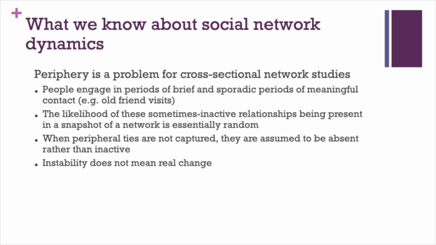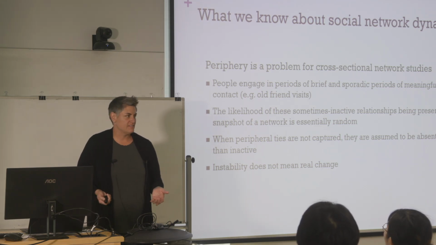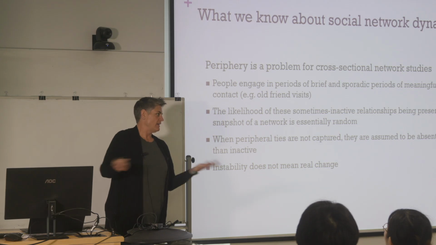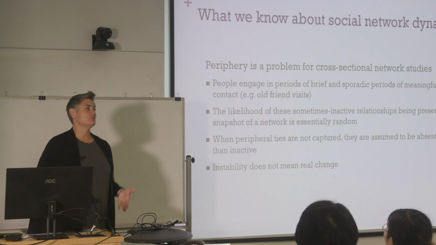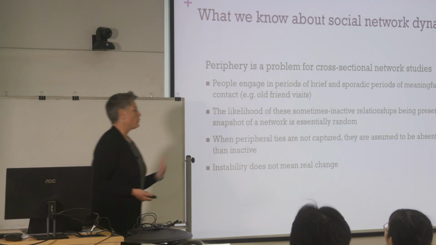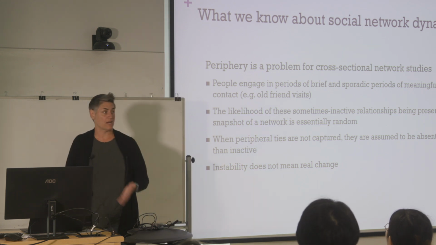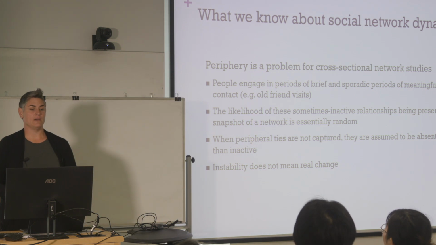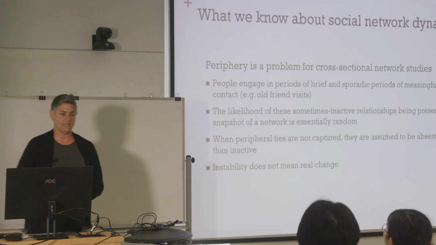But this periphery turns out to be a big problem for cross-sectional network studies, right? Because people engage in these sort of brief, meaningful or sporadic periods of contact, right? So I tend to be somebody who has a lot of friends that, when I see them again, it's like no time has passed, right? So if you were to happen to do a network survey of me right after one of my good friends that I hadn't seen in a year visited, I might name them as a core supporter, whereas I wouldn't have if you had interviewed me a month previous. So that can cause more peripheral members to be pulled temporarily into the core.